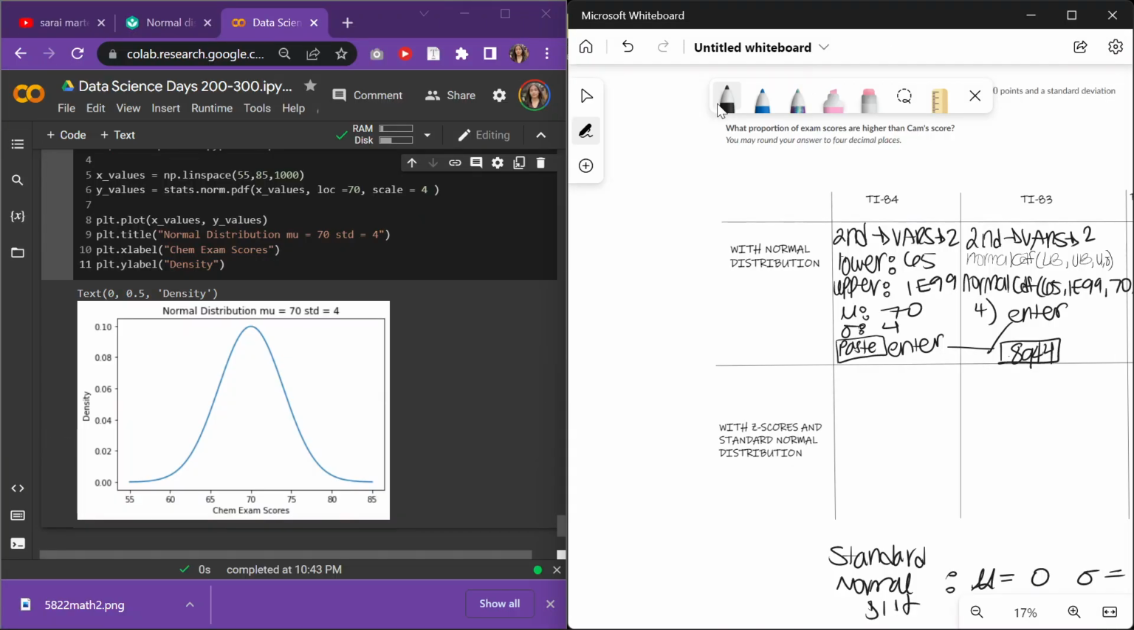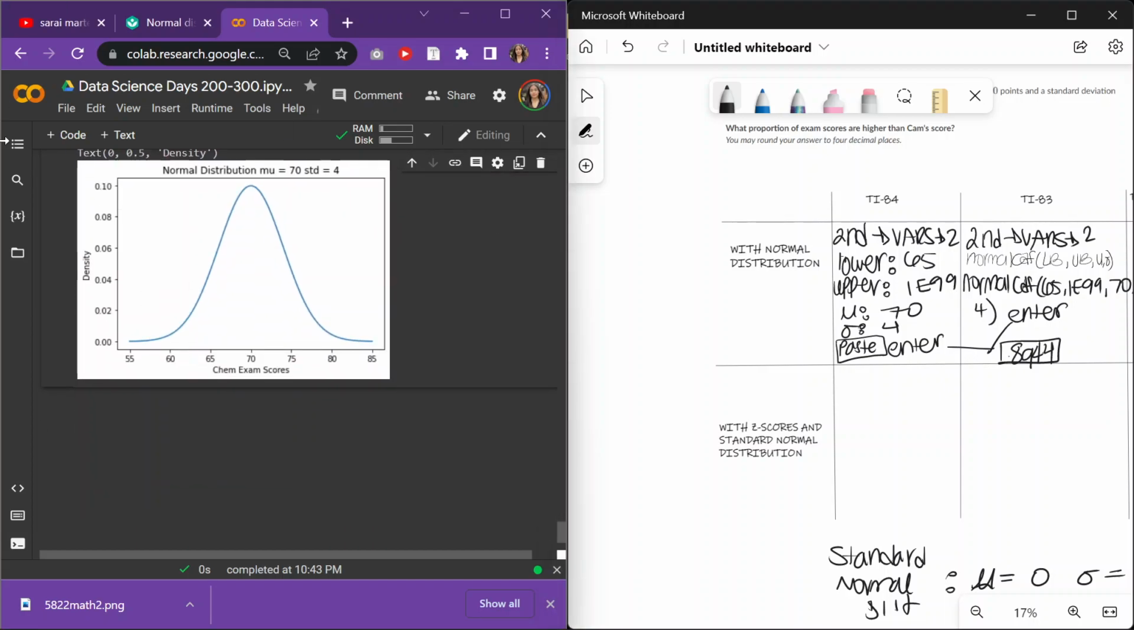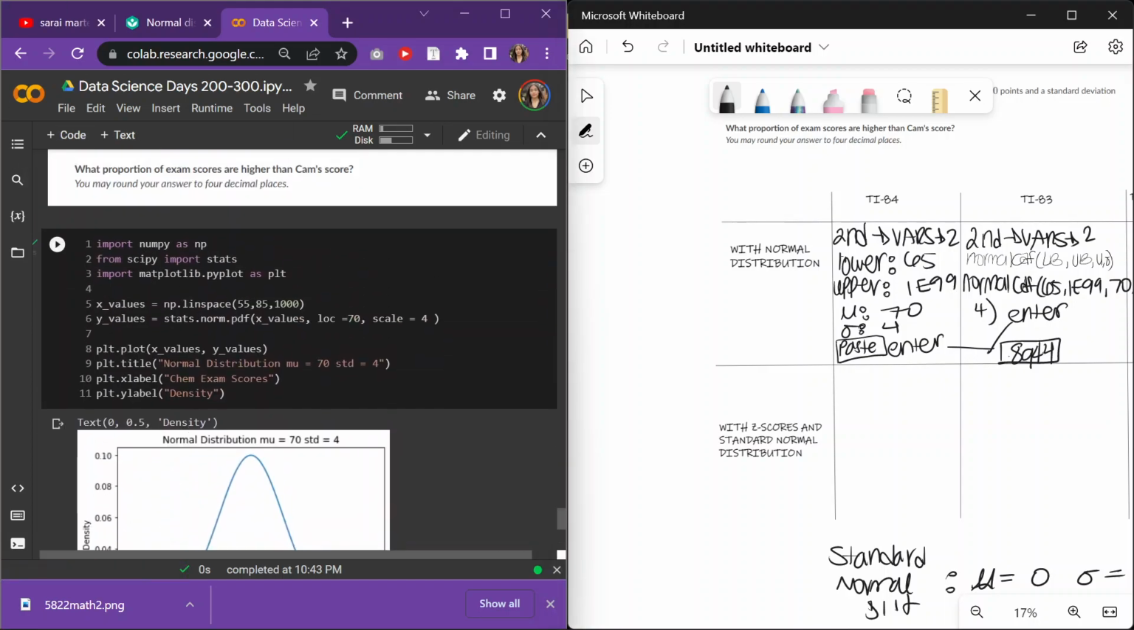Okay, so where were we? A standard normal distribution has a mean of 0 and a standard deviation of 1. So it looks like this. Let me actually plot it for you. Let me just copy these things over here.